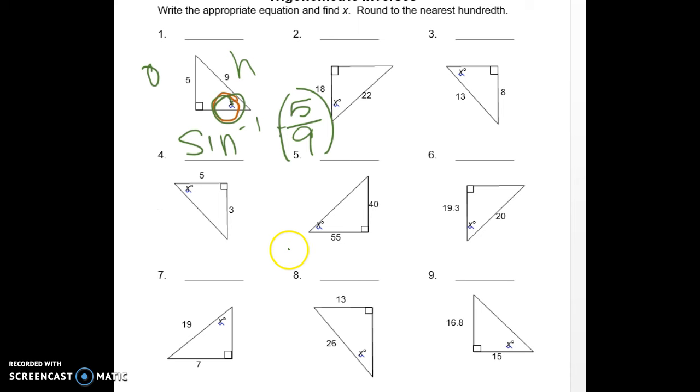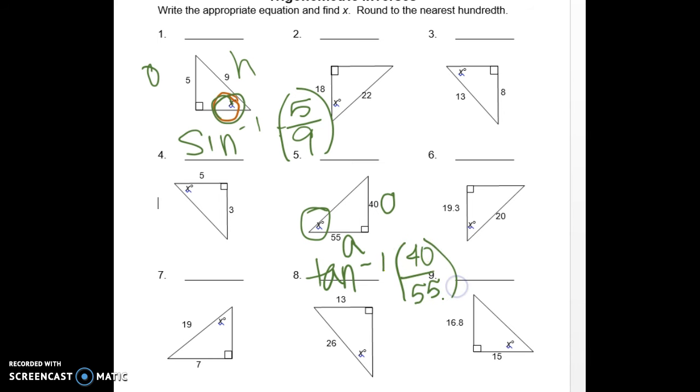Another example, looking at my angle, this would be the opposite and this would be adjacent. So you would do tangent inverse of 40 over 55. And that's it. And it's going to give you the angle measurement. That's all you got to do.